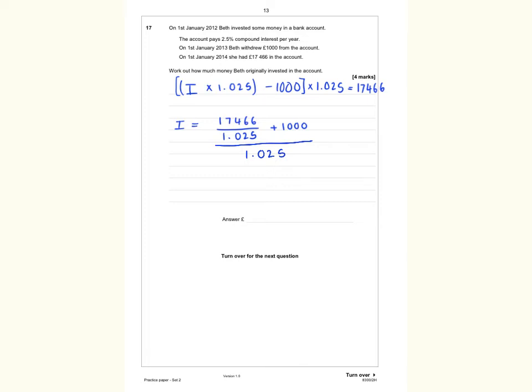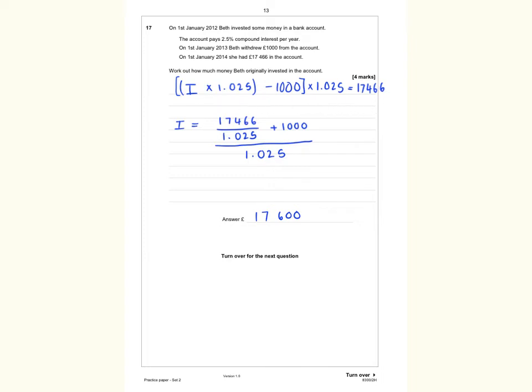Now let me just put that in a calculator. So we have 17,466 divided by 1.025, add 1,000, and then divide that by 1.025, and that is £17,600. So £17,600. Just to go over what I did here, I find it easy to do it this way.